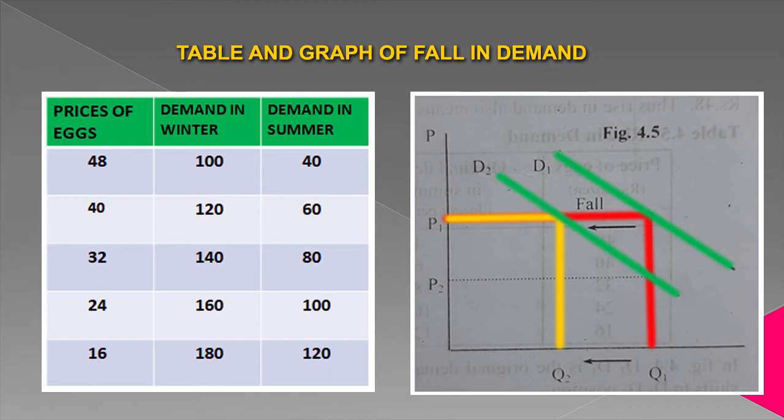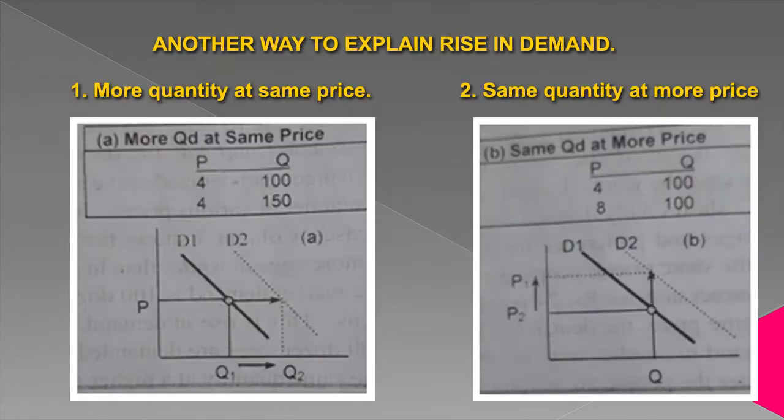When we draw the line, we get a curve that is known as the demand curve, and here we can see the demand curve shift towards the left. This shifting of the demand curve towards the left indicates a fall in demand. Now, another way to explain rise in demand.